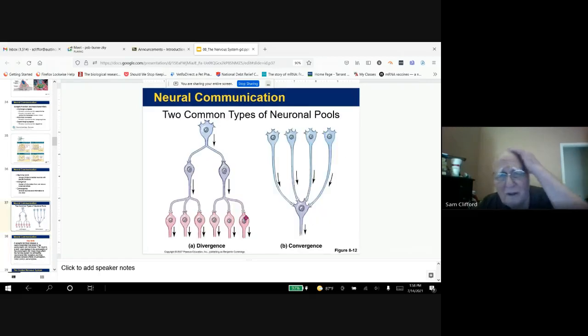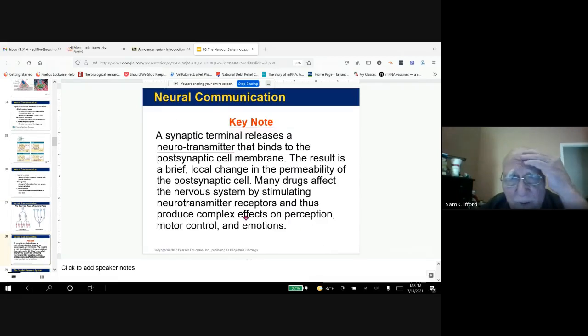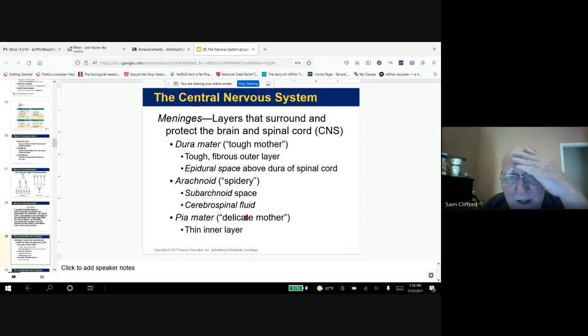Okay, make sure you read through this. So we talked about that. The layers that surround the central nervous system and the spinal cord are called meninges. There's 3 layers: dura mater, arachnoid, and pia mater. So the tough mother is the outside, then the arachnoid, and then the pia.